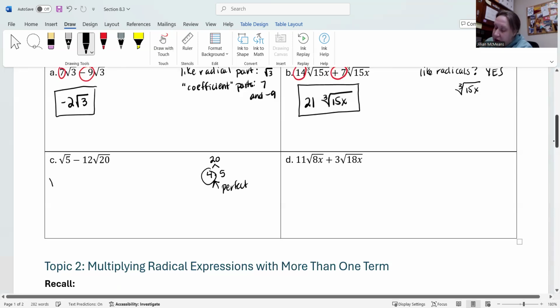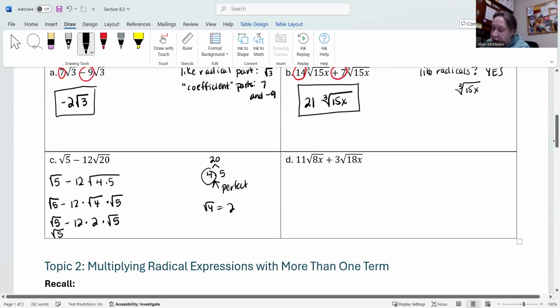So I can come up here and say, okay, I have my square root of 5 minus 12, and then I have the square root of 4 times 5. Well, remember, we can take a single radical and break it up into the product of two or more radicals. That's that product rule for square roots. So I've got my square root of 5 minus 12 times the square root of 4 times the square root of 5, and the square root of 4 is just 2. Right? That's one of those 2 identical factors of 4. So I get the square root of 5 minus 12 times 2 times the square root of 5.